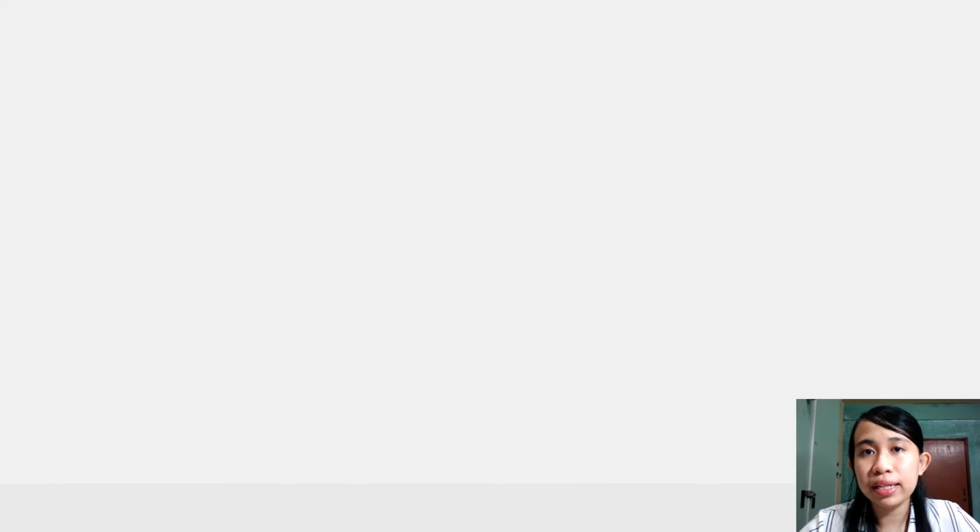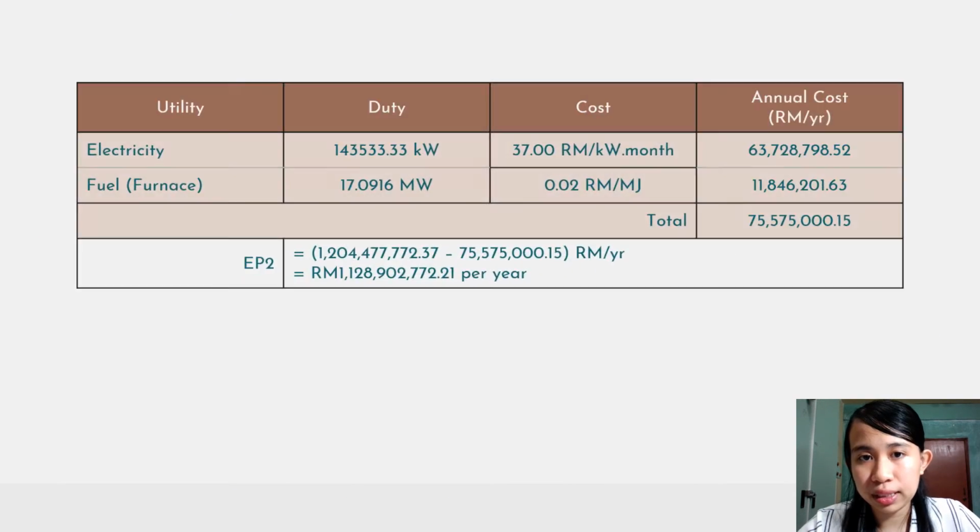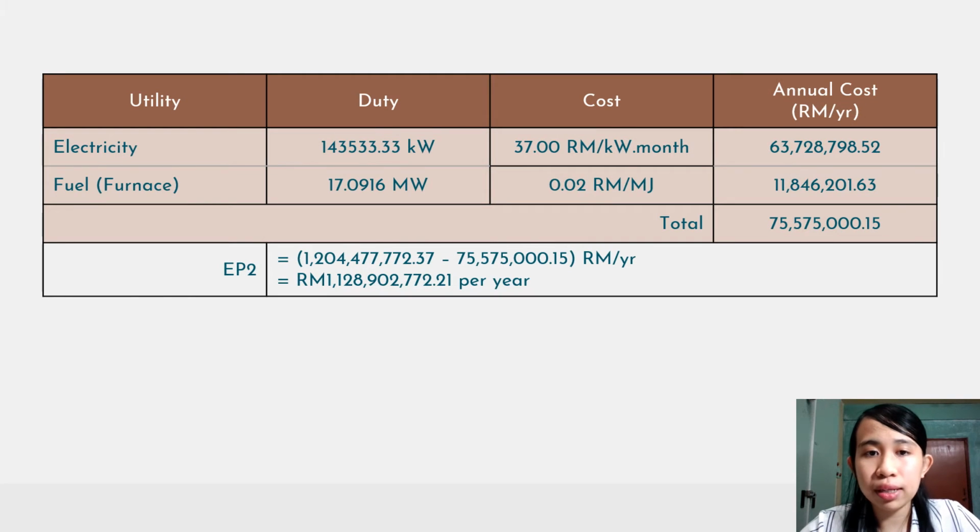Next, we can calculate the next economic potentials. Firstly, in terms of utility, our plant would use up electricity as well as fuel for the furnace, which is our heating utility. Based on the calculation, our annual utility cost is approximately 76 million ringgit per year. When we subtract this from the previous EP1, we still get a positive output.